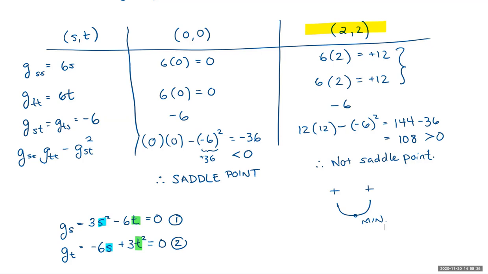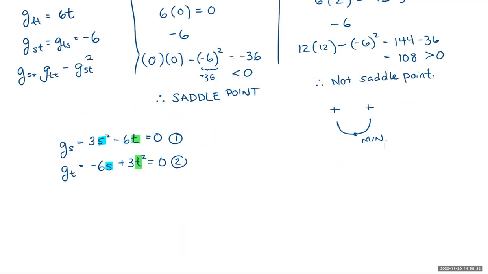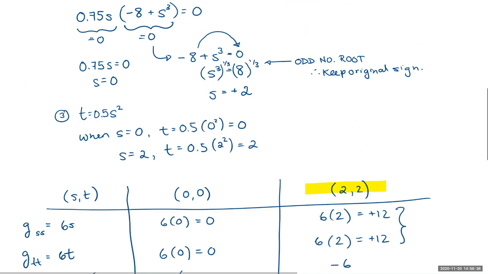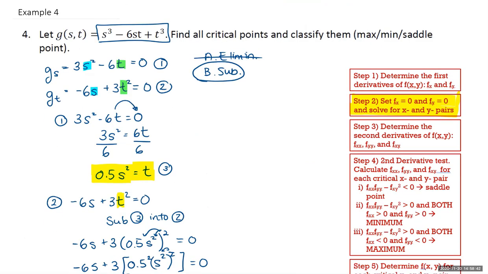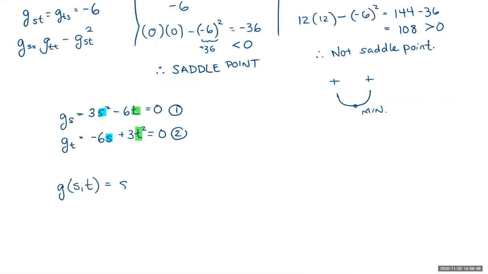Now, the last thing is usually we have an objective to this. We're trying to optimize profit or happiness or something like that. So we would solve for what G of S and T is. G of S and T would be equal to, so I take my original equation, S cubed minus 6ST plus T cubed, and I substitute in my critical points.